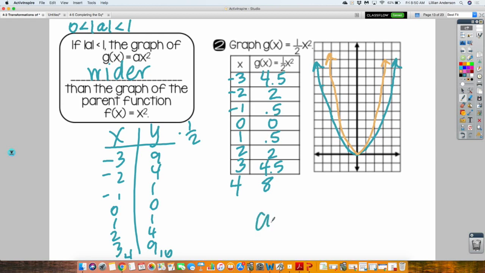And you would describe this by saying it's being compressed by 1/2. That's how you would describe it. So the value of a affects your y's. You multiply your y values by a. Okay?